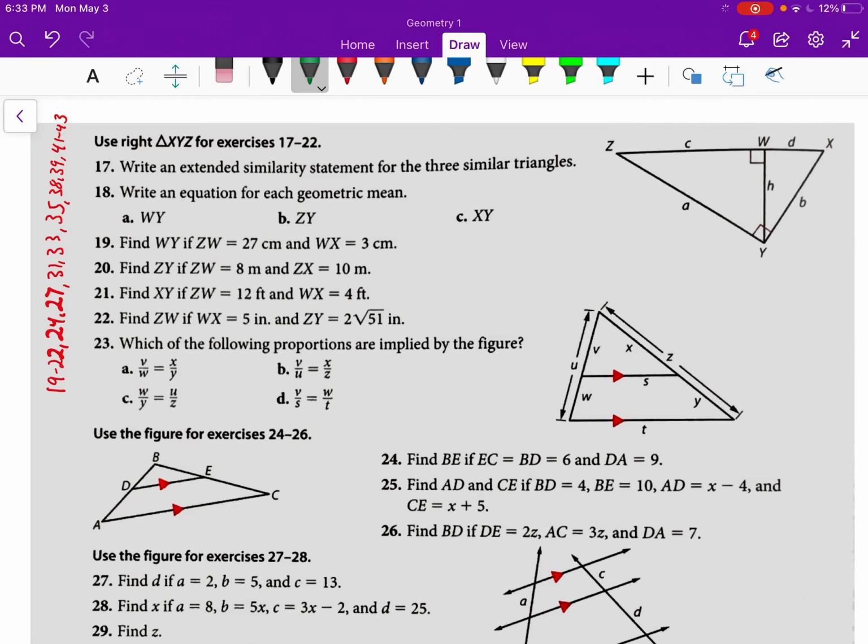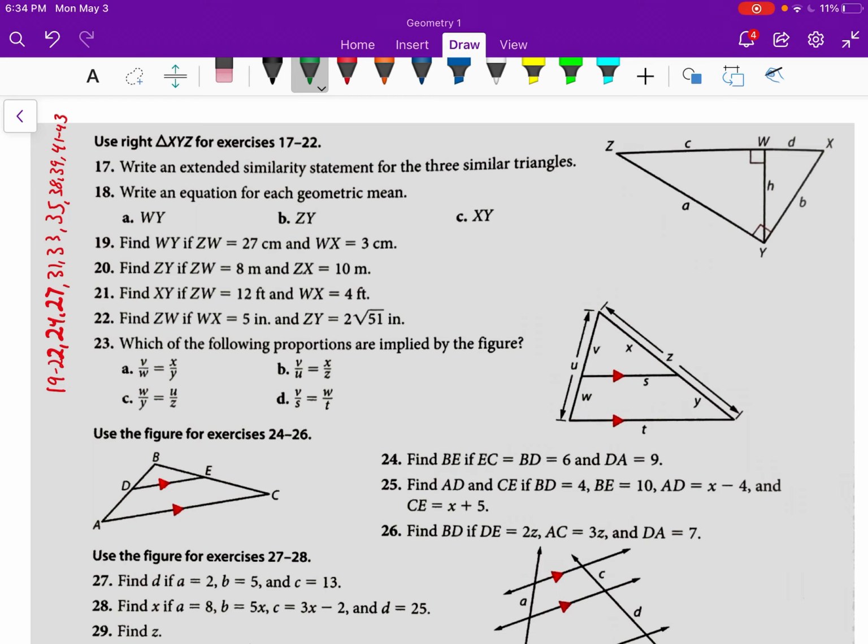Part 3 of our Chapter 11 review. We'll do several of these questions. So I wrote them over here on the side, so we're going to look at 19. We're going to be using this triangle on the top right for 19. It is a right triangle with an altitude drawn from the right angle to the hypotenuse.